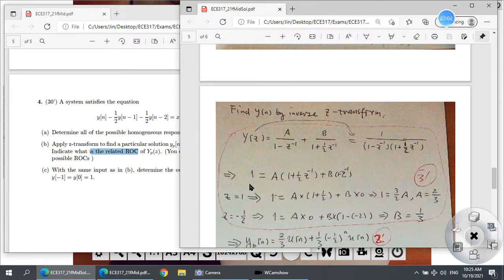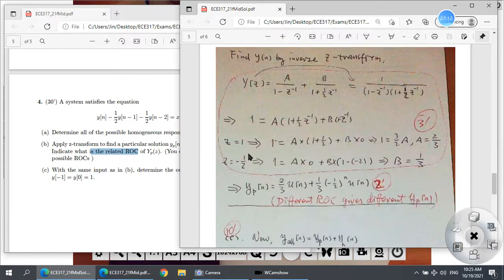I have 1 equal to A times (1 minus 1/2 Z to the negative 1), plus B times (1 minus Z to the negative 1). And I pick some special values for Z and solve it. I can get A and B: 2/3 and 1/3. Then I just plug A and B in, where A is 2/3 and B is 1/3, and I go back to the time domain.